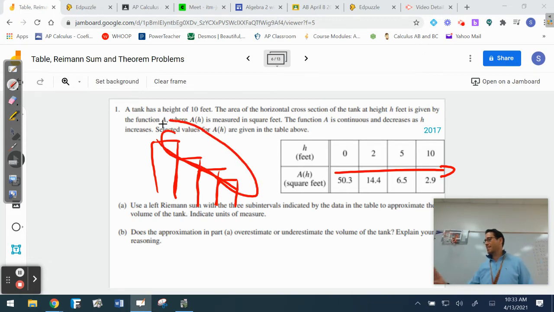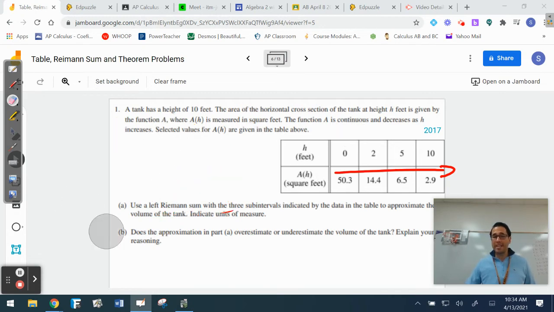So the AP would like to see, and this is exactly how it reads on the AP: the approximation in part A is an overestimate because the left Riemann sum is used and A is decreasing. So a good answer, using their verbiage right here, is that for a decreasing function, a left Riemann sum will always result in an overestimate. Okay? All right, that was worth one. You're 4 points in. Okay, let's go to part C.